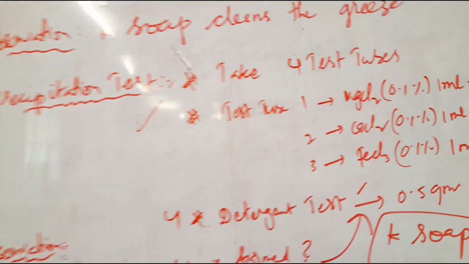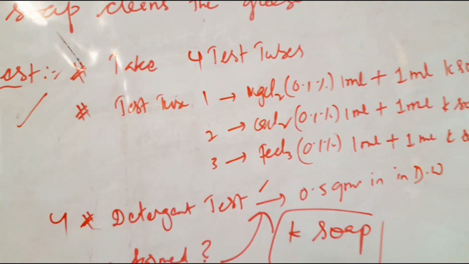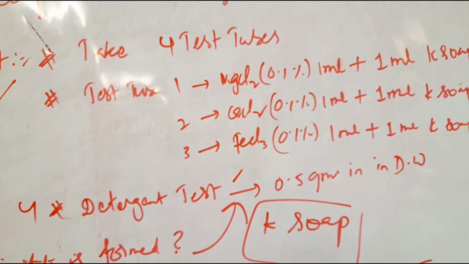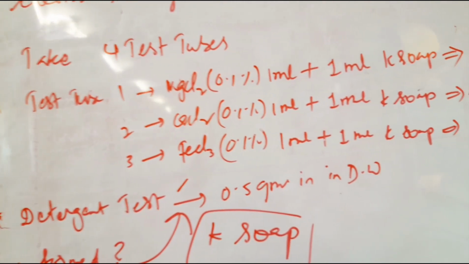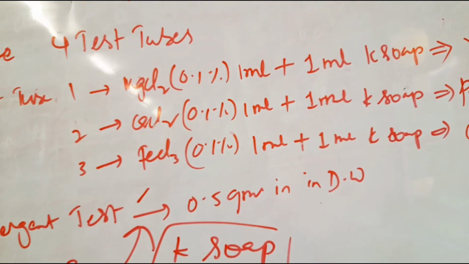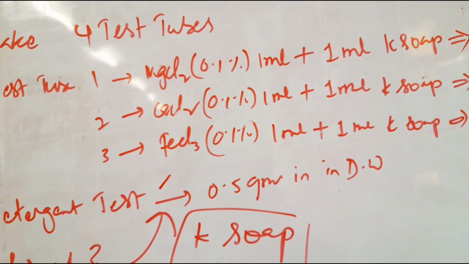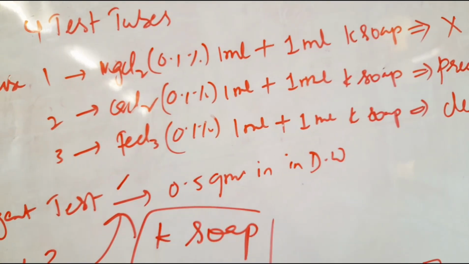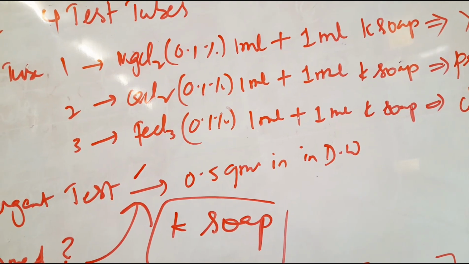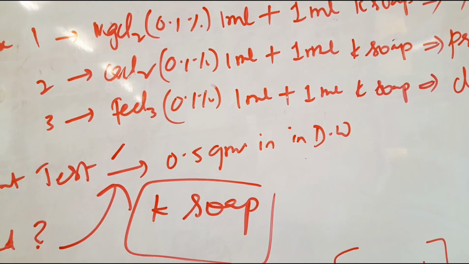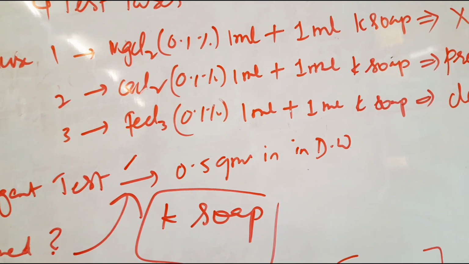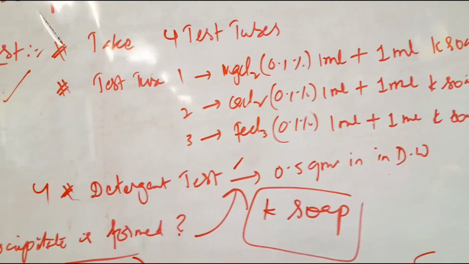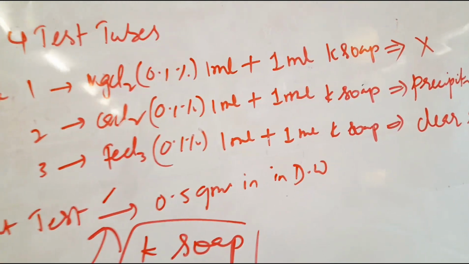Second one is the precipitation test. In this test we take 4 different test tubes. In test tube 1 add 1 ml of potassium soap plus 1 ml of magnesium chloride 0.1%, and in test tube 2 take 1 ml of potassium soap and 1 ml of calcium chloride 0.1%, and in test tube 3 use 1 ml of ferric chloride and 1 ml of potassium soap. When we shake these test tubes, you can see the precipitation formation.